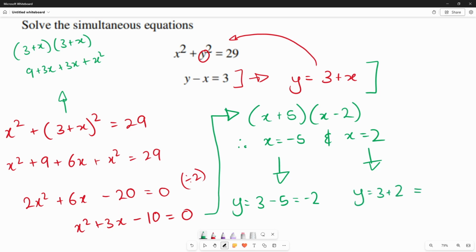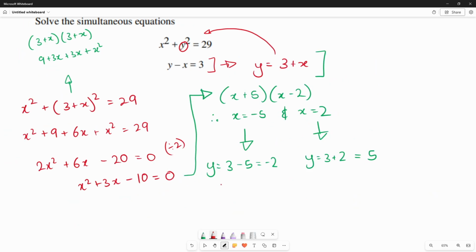Therefore, y equals 5. So our two pairs of solutions will be x equals minus 5 and y equals minus 2, and x equals 2 and y equals 5.